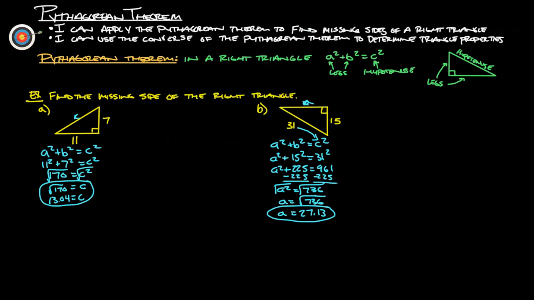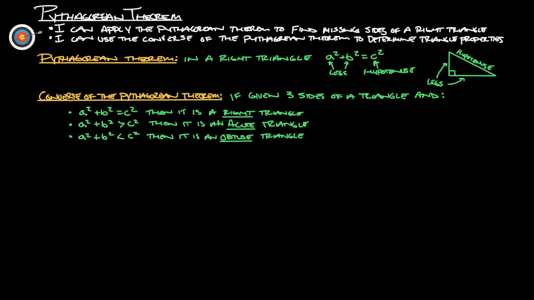All right. Let's take a look at this. There's also something called the converse of the Pythagorean theorem. And that states if you have 3 sides of a triangle, we can figure out what kind of triangle it is. So if given 3 sides of a triangle and a squared plus b squared equals c squared, then we know that it has to be a right triangle, because that's what we were just using up here, right? If we have a right angle, and we know that a squared plus b squared equals c squared. So if we have our 3 sides, a squared plus b squared equals c squared, that has to be a right triangle.